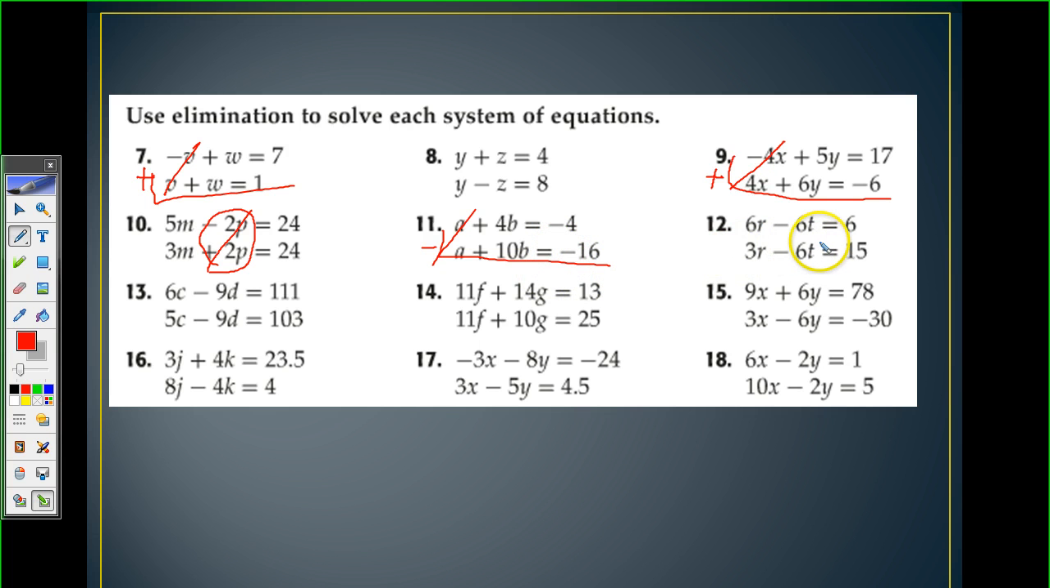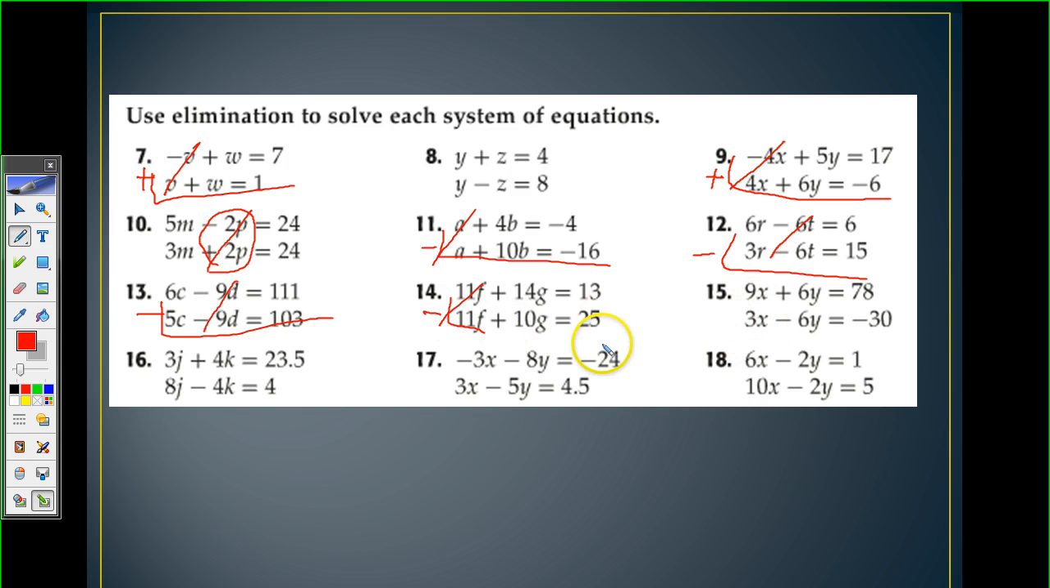Alright, number 12. Okay, you have a negative 6 and a negative 6. If you add negative 6 to negative 6, that makes it negative 12. So what you're going to do here is actually subtract, because minus a positive, minus a negative, it might get a positive. So that will eliminate this. Okay. Number 13, same case as number 12. In order to eliminate here, you're going to subtract. And 11f minus 11f will eliminate it.